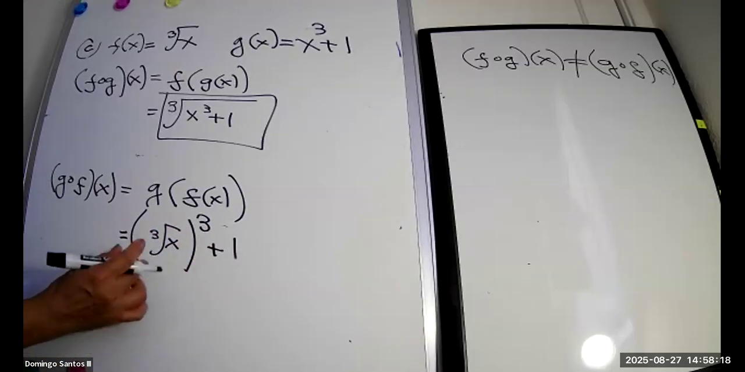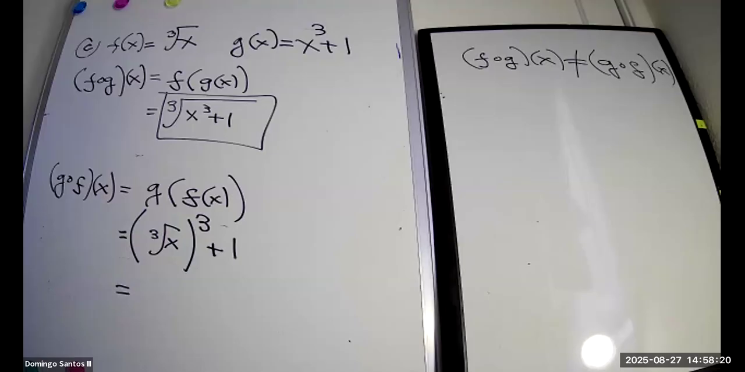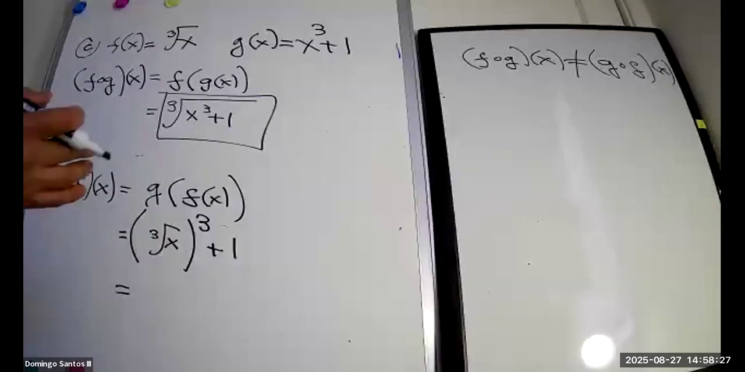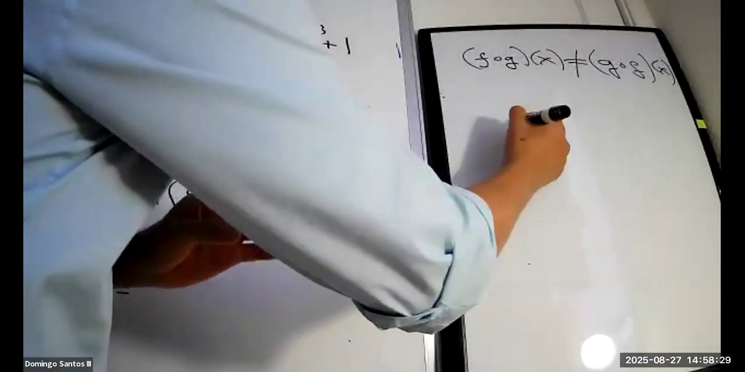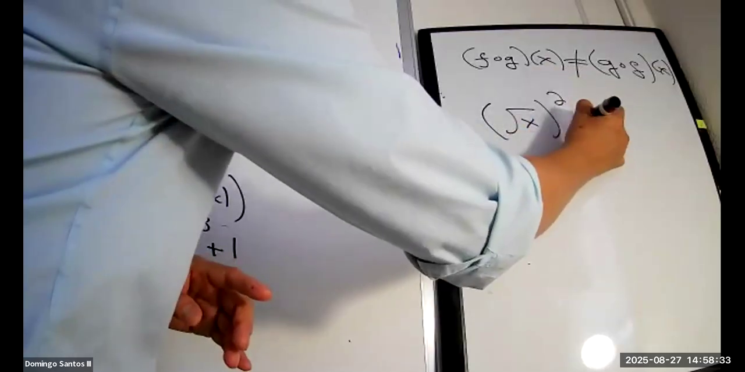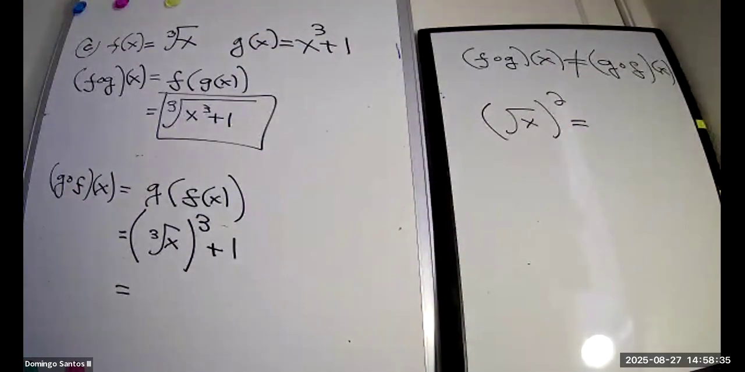But Leonardo, what's the cube root of x cubed? To be honest, I have no idea. Okay, let's recall this. Very simple. Square root of x, Leonardo. If you square it, what happens? Yeah, that's the thing I don't know.